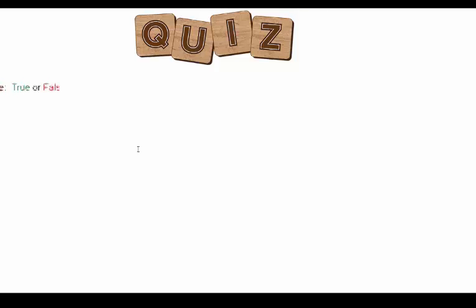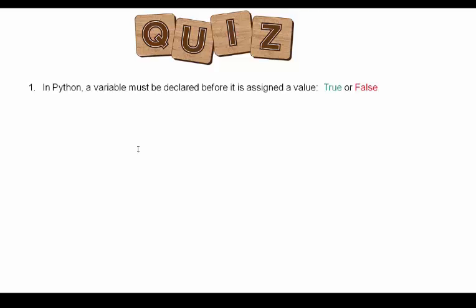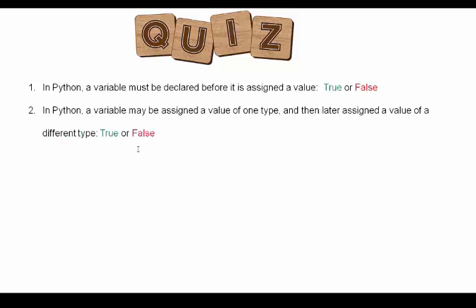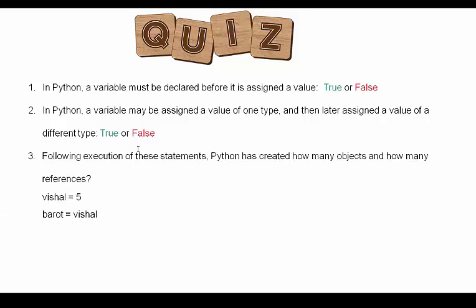So the first question is, in Python, a variable must be declared before it is assigned a value, true or false. The second question is, in Python, a variable may be assigned a value of one type and then later assigned a value of a different type, true or false. The third one is, after executing the following statements, how many objects and how many references has Python created? The two statements are Vishal = 5 and Bharut = Vishal.